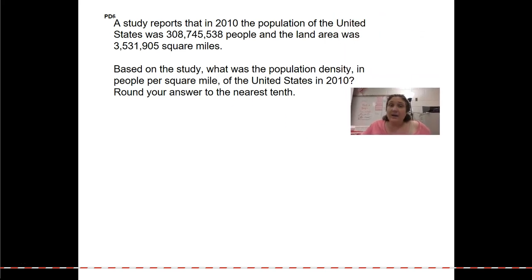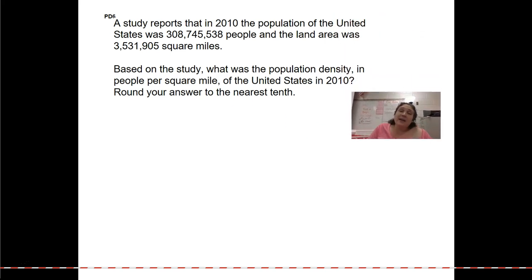A study reports that in 2010, the population of the United States was 308,745,538 people. The land area was 3,531,905 square miles. Based on the study, what was the population density? And look at how nice they are. They even tell you. People goes on top, per, divide sign, mile goes on the bottom. So anytime you see per, that means divide. That pretty much tells you what the proportion is that you need.